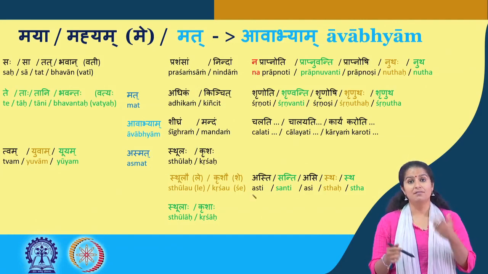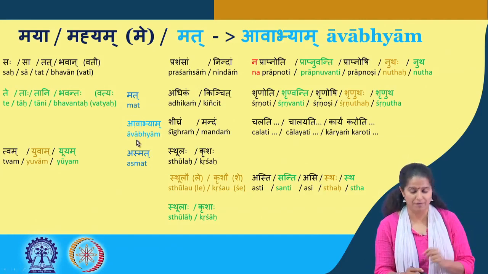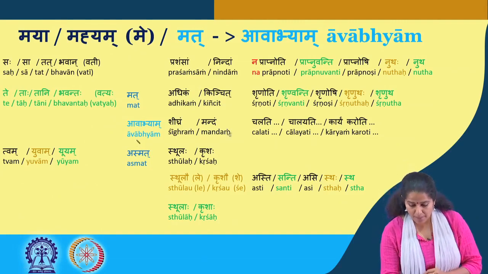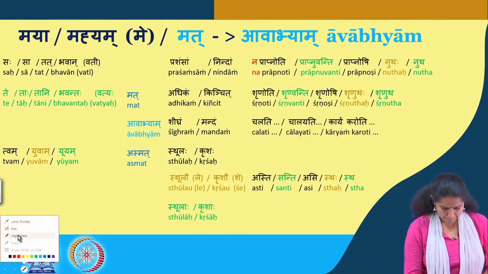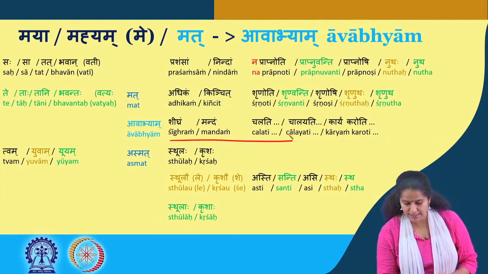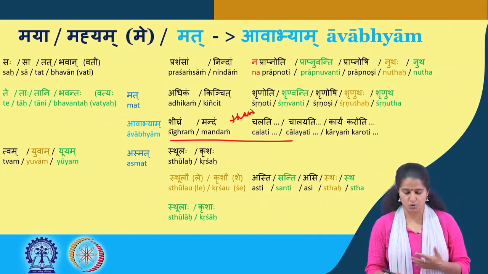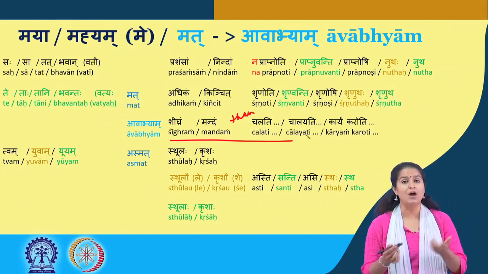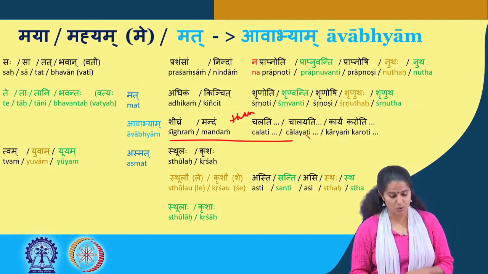Chalayati, drives faster or slower than me, or avabhyam, the two of us. So this mat, when you use it in this case, I'm just marking it all there. So what happens is when you're using it in this case, mat here means than. So than me, you walk faster or slower. Chalayati, you drive faster or slower. And karyam karoti, works faster or slower.